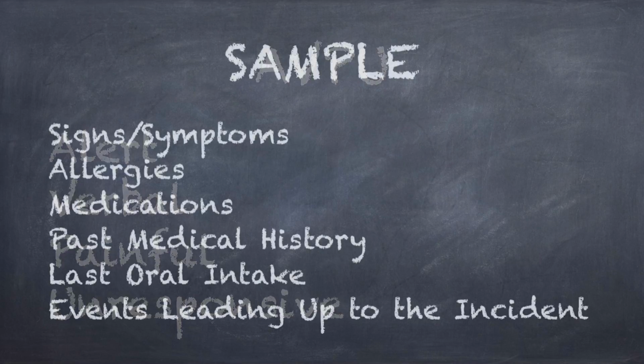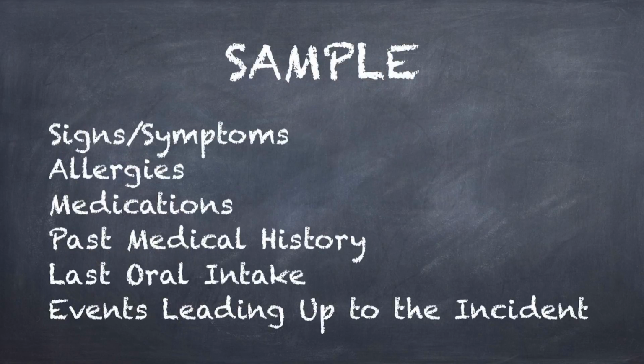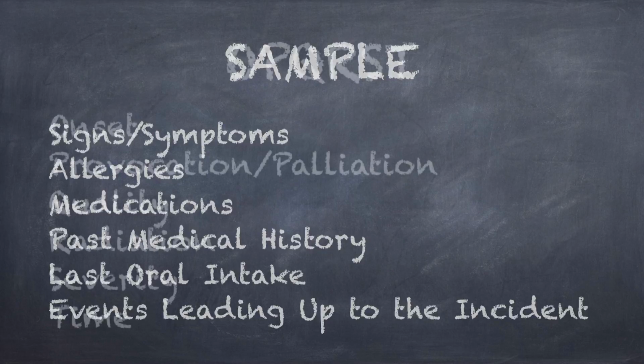The SAMPLE history is something we obtain on every patient. We want to know what their complaints are, so those are their signs and symptoms. Are they allergic to anything? Are they taking any medications? Do they have any P, past medical history? What is their last oral intake? That's the L. And then the E are the events that are leading up to the incident. So what was happening when they became sick or they got hurt?